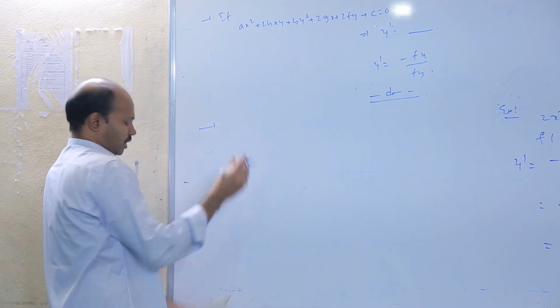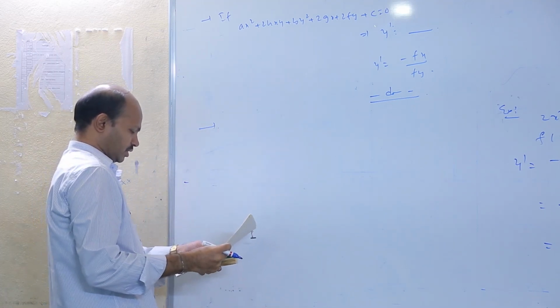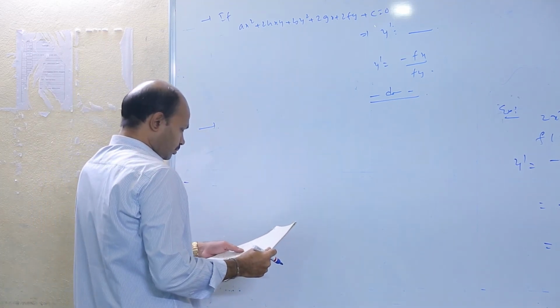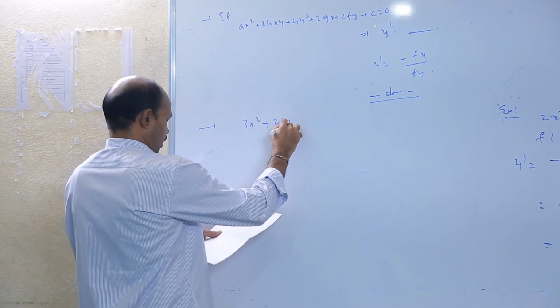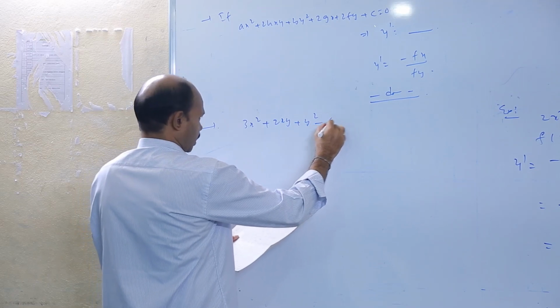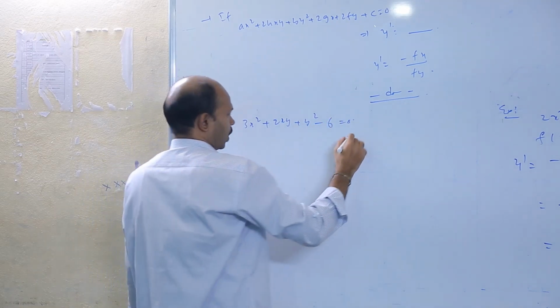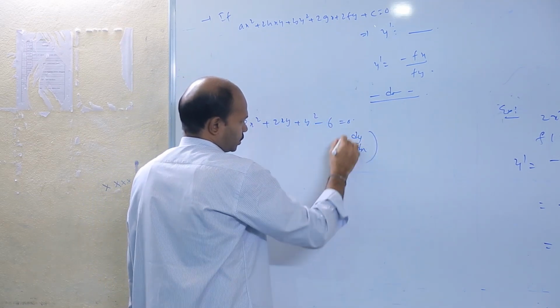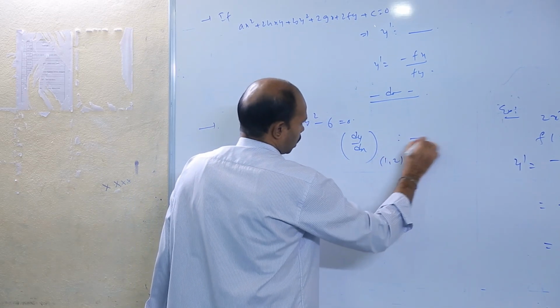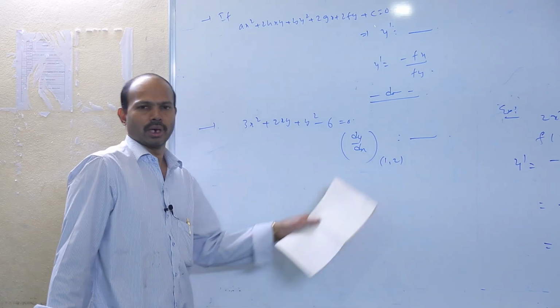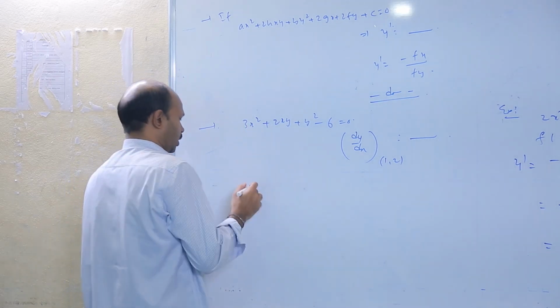One more question I am telling you. If the given expression is 3x square plus 2xy plus y square minus 6 is equal to 0, find dy by dx at the point 1, 2. Take the ordinary derivative and replace the values of x and y. Tell me what is the derivative?